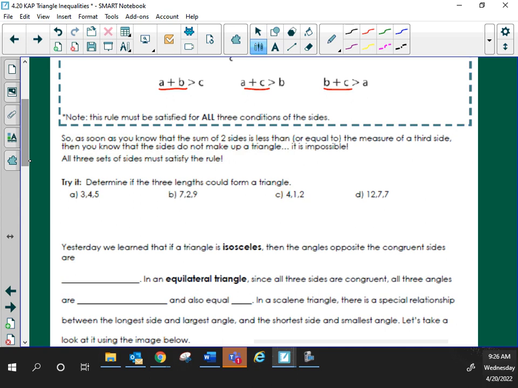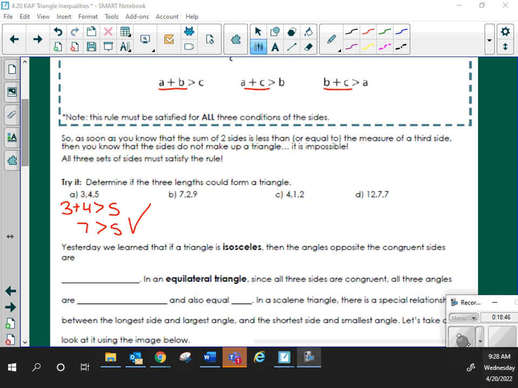So let's determine. I'll do the first one with you, and then I'll let you do B, C, and D. I always take the shortest two and check that. So in triangle A, we're at 3, 4, 5. I would do 3 plus 4. Is that greater than 5? Yes. Okay, so yes, this works. I want y'all to try it on the other 3. Pause and play when you're ready to check.